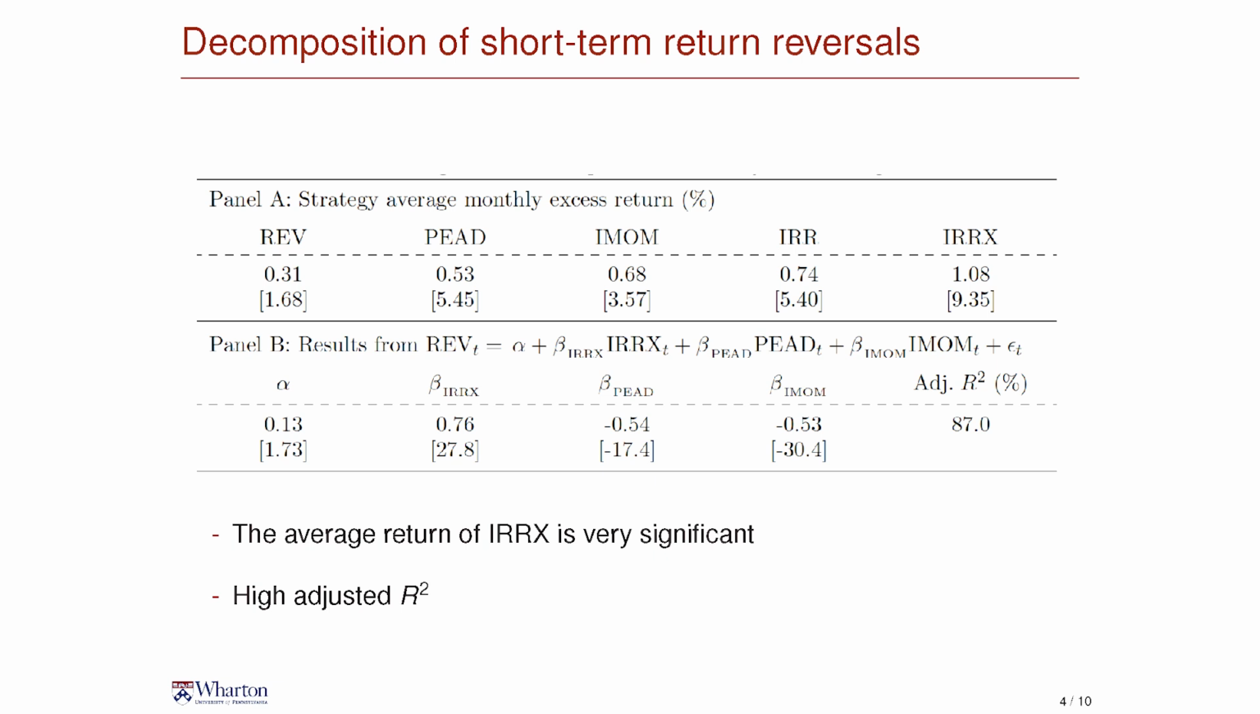The idea of this paper is to remove the second column and third column from the first column. So they will reach the fifth column, this IRRX. That's what they call liquidity-driven reversal. You can see suddenly, when you compare the first column and the fifth column, the average return is much higher, both in magnitude and in significance.